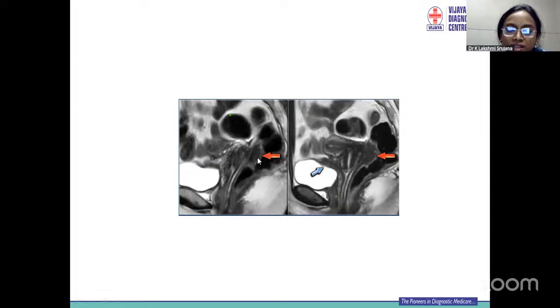This is another case showing mushroom cap sign of rectosigmoid, where we find a solid T2 hypointense mass involving the rectosigmoid, which is infiltrating the posterior fornix of the vagina. And here we also find asymmetric wall thickening involving the urinary bladder, which is T2 hypointense. It is a case of endometriosis involving the bladder wall.